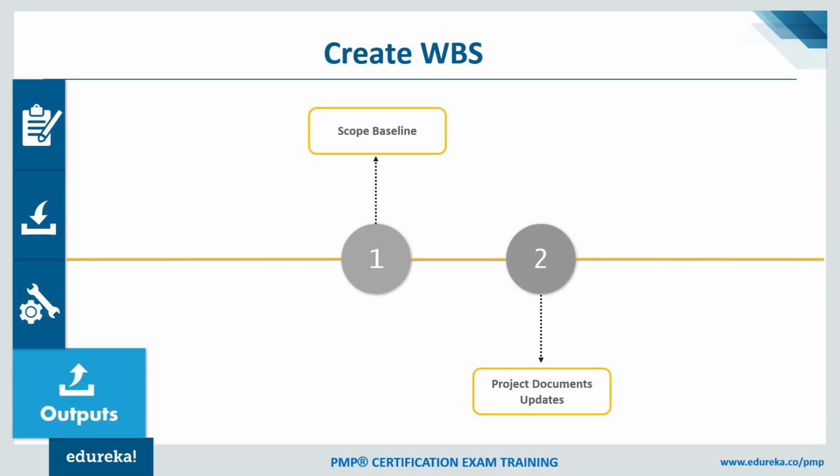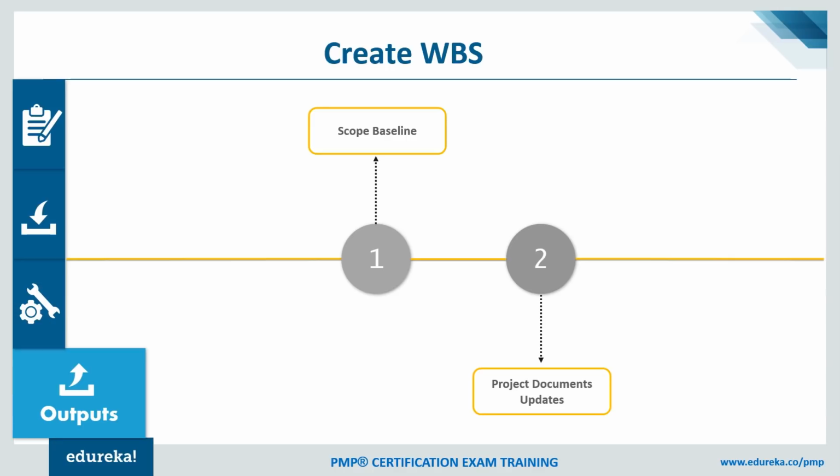So once we baseline the scope, then any change over and above would be considered a new requirement, and it has to go through the change control board, etc. Whatever the process that is agreed between you and the customer. And the project documents, some of the documents that I've already mentioned to you could be the assumption log or the stakeholder list. Those will get updated as a result of this.